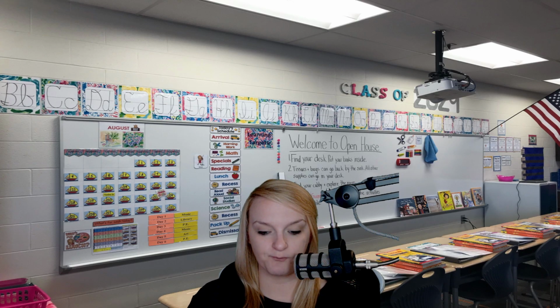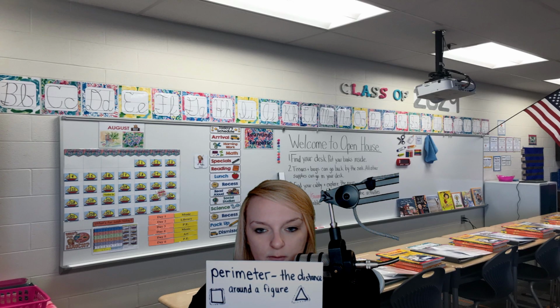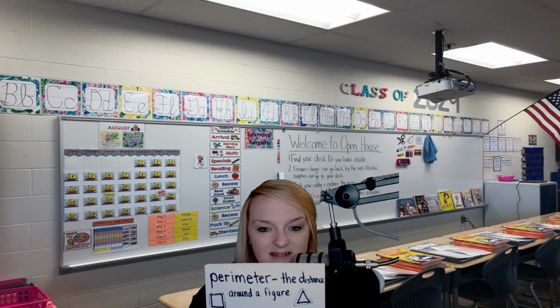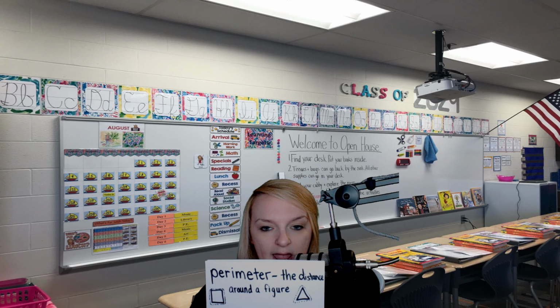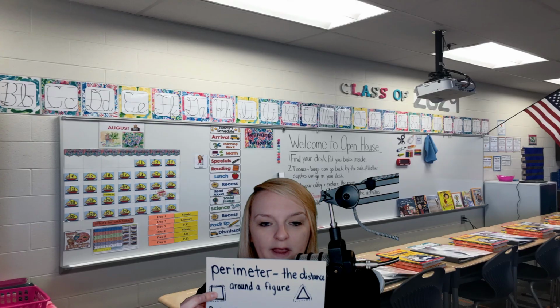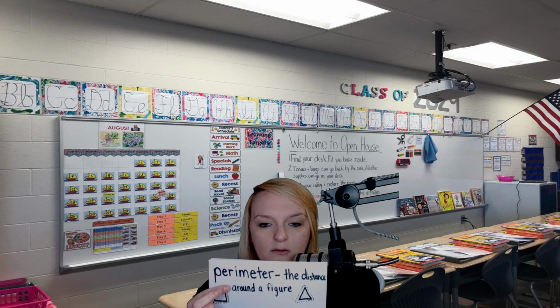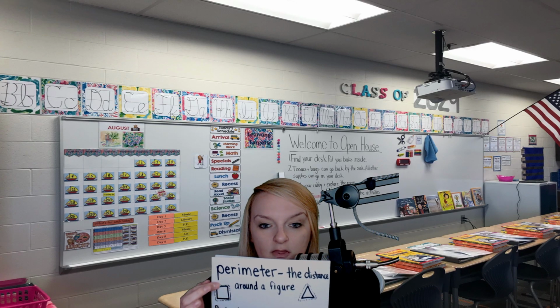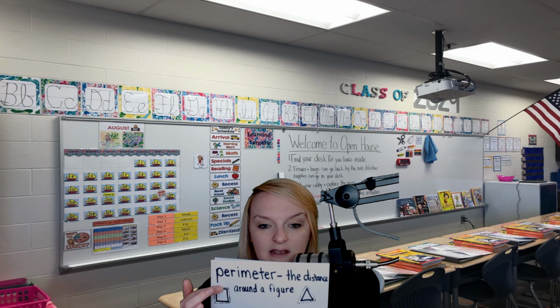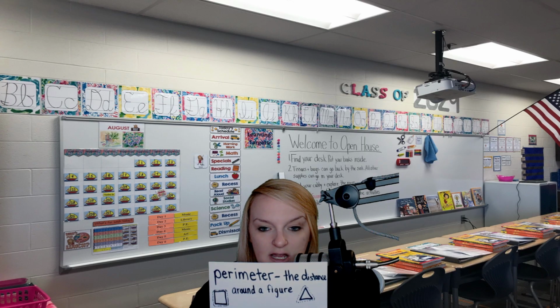All right, we're going to start. So we're learning about perimeter today. This paper says perimeter. Perimeter is the distance around a figure. I have here a picture of a square, and I'll put it up closer in a minute, but you can see I've made little dots all the way around the edge of the square. That's the perimeter, how much it takes me to get all the way around a shape.